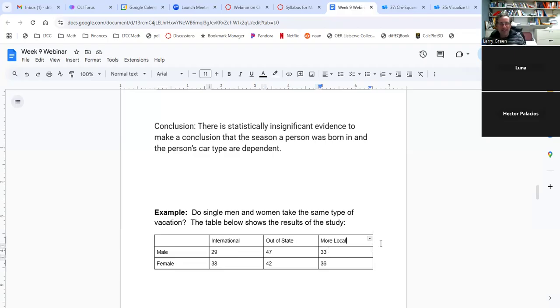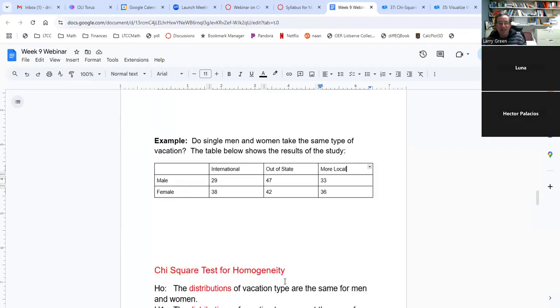Any questions on how this is different from the other two examples? Any questions? Okay, so we can't use what we just did. We're going to have to use something different, and that is called a chi-squared test for homogeneity.